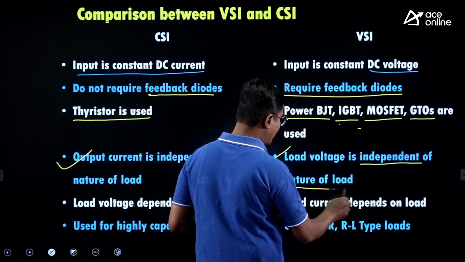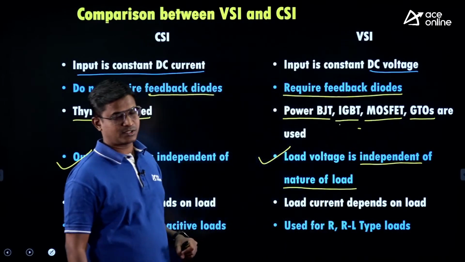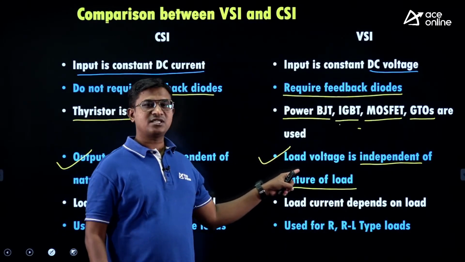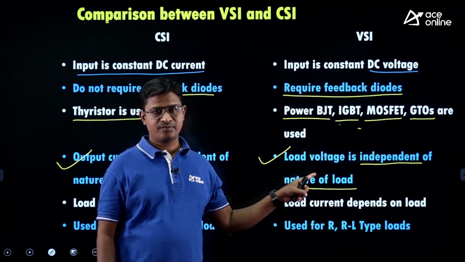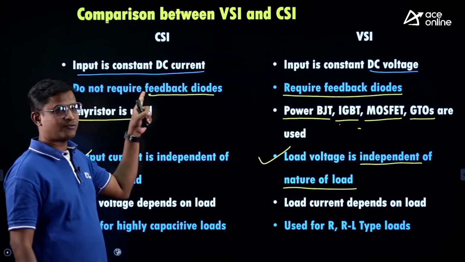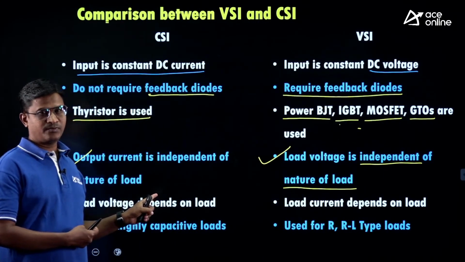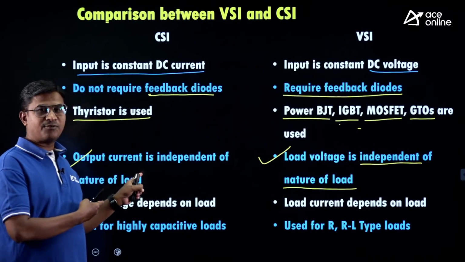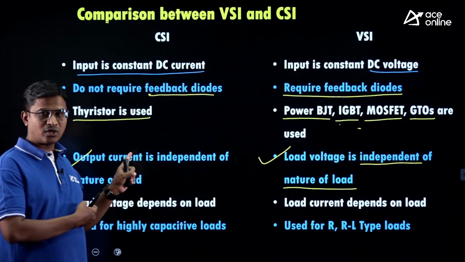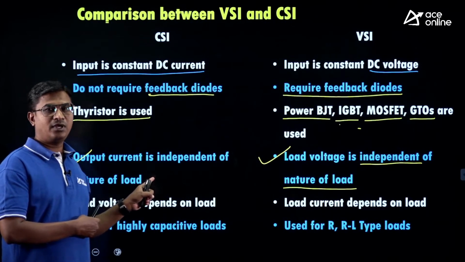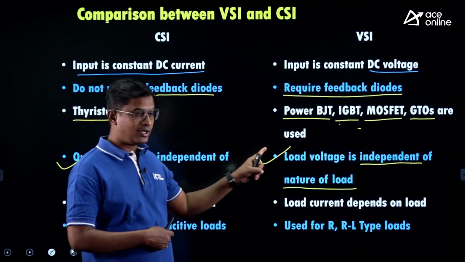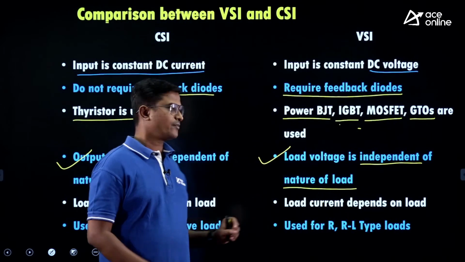In a voltage source inverter, for all types of loads, my load voltage is a square waveform only. In a current source inverter, for all types of loads, my load current waveform will be a square wave only. Here the load current waveform is independent of the nature of the load. Here the load voltage waveform is independent of the nature of the load, right?